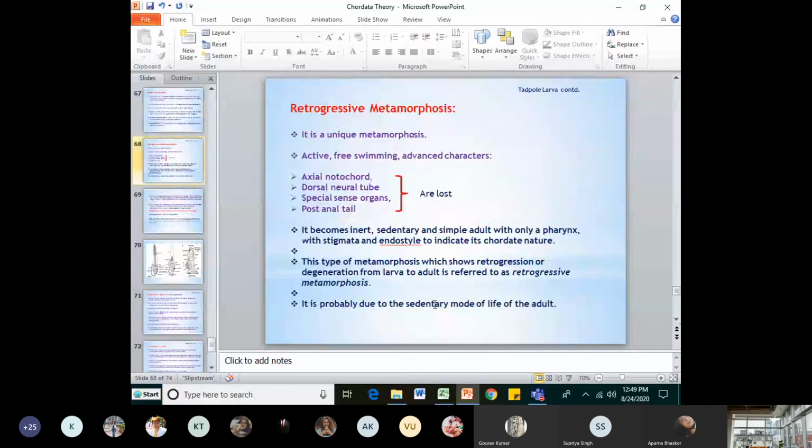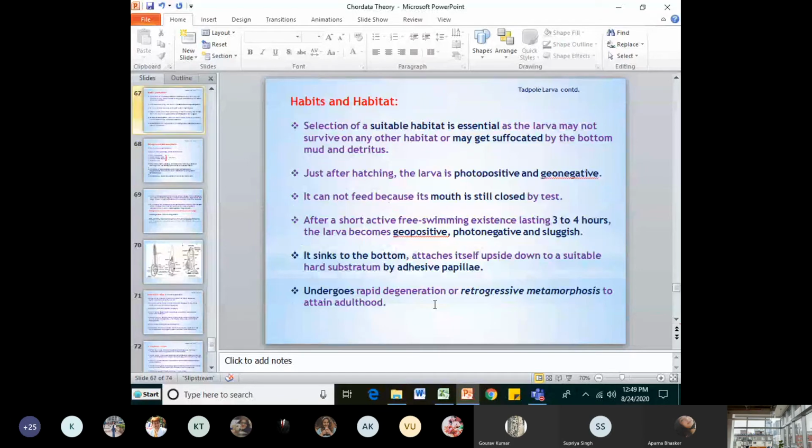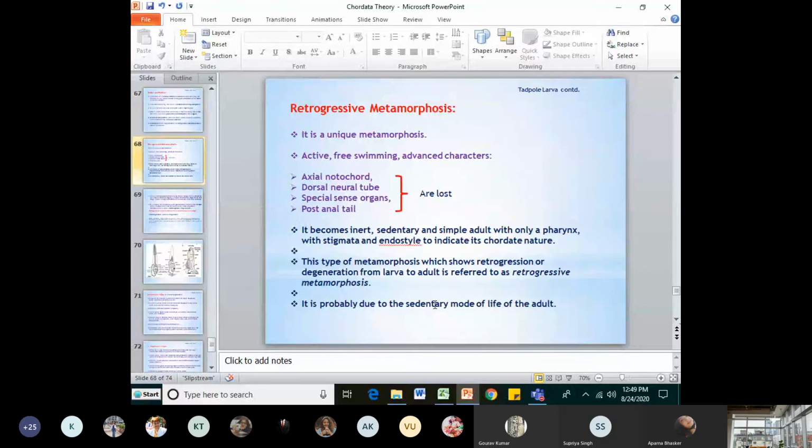So this is not really restricted to the life history of the tadpole or euchordates. It is seen in other non-chordates as well, where the larva is more advanced as compared to the adult one. So what happens in retrogressive metamorphosis? It is a unique metamorphosis: active free swimming, and advanced characteristics like axial notochord, dorsal neural tube, special sense organs, and post-anal tail are lost in this process. So that is why it is called retrogressive.